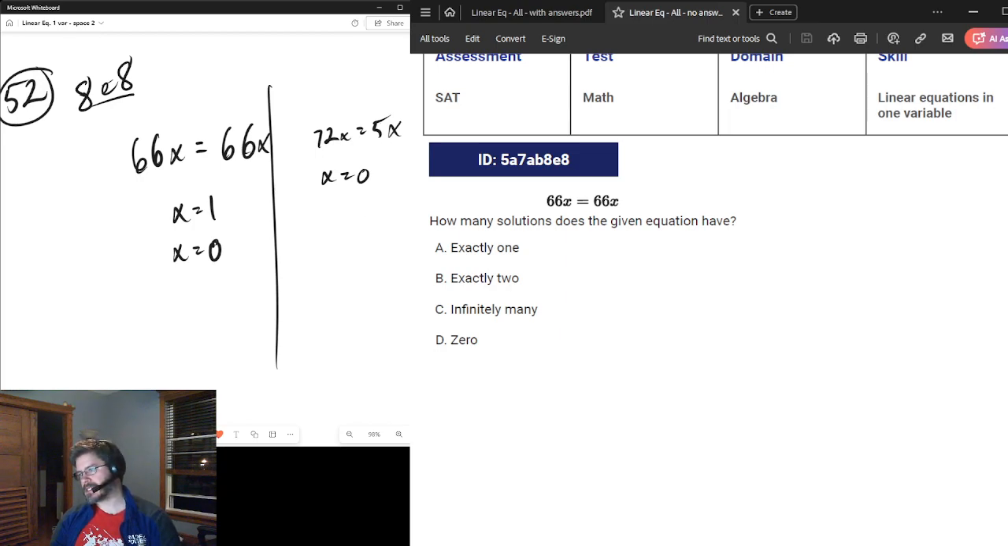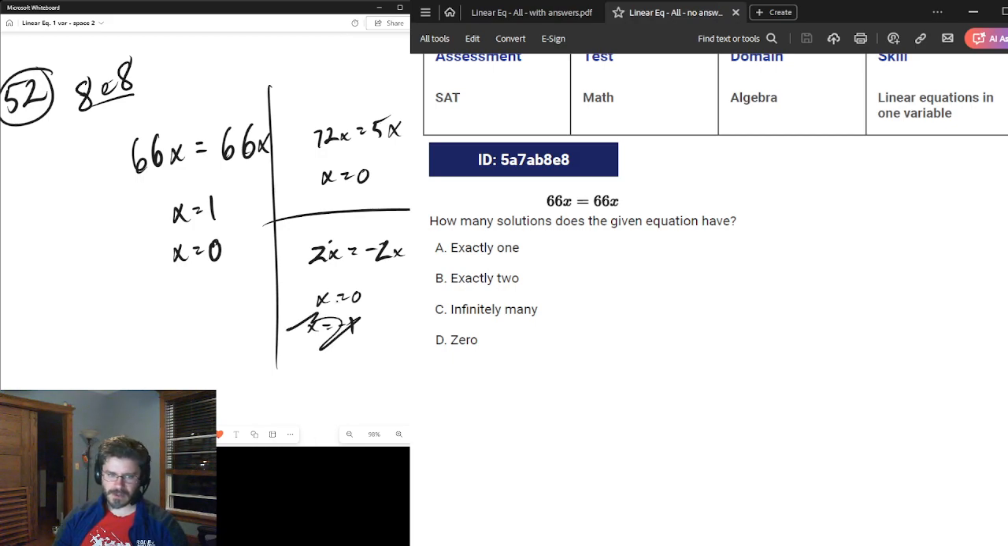If they were opposites, if we had like 2x equals negative 2x, it would be two solutions. Is that true? No, because you'd try x equals 0, x equals negative 1. Plug in the negative 1, you get negative 2 equals 2. Yeah, that's not true, so just 1 there. So if the coefficients are different, it's one solution. If the coefficients are the same, it's infinite.